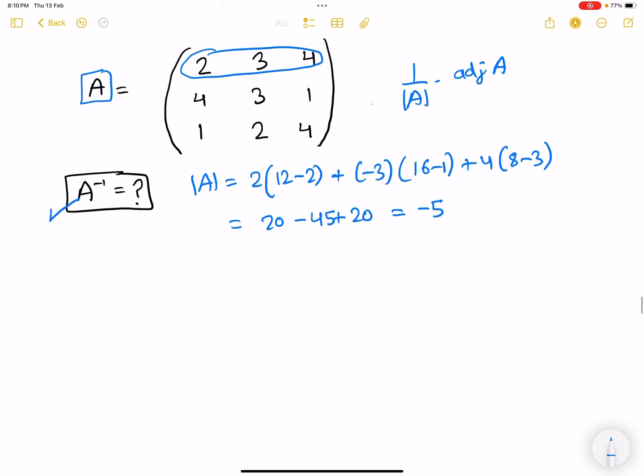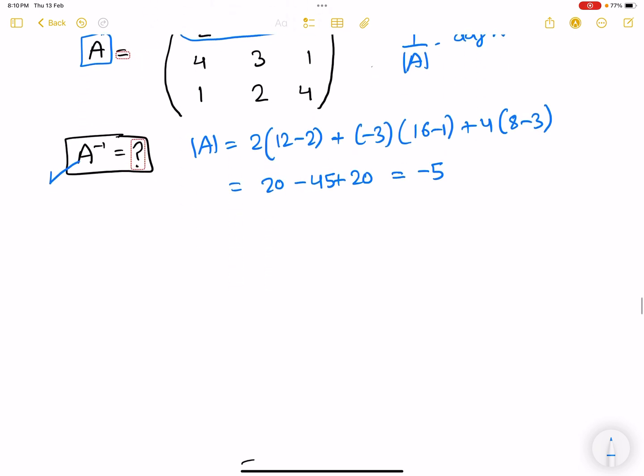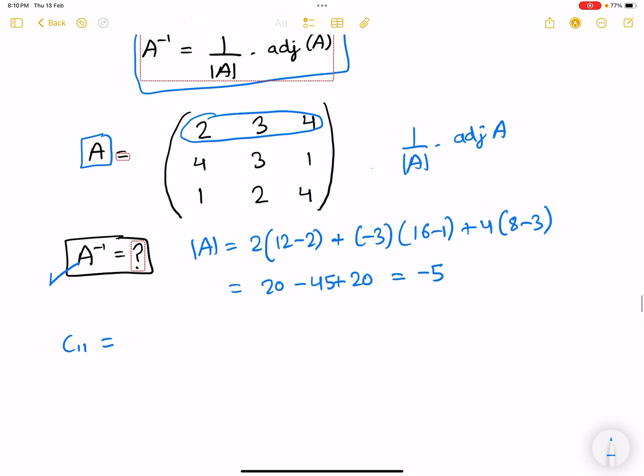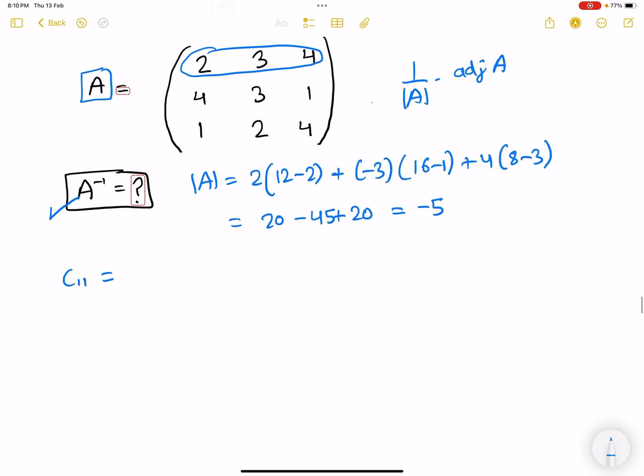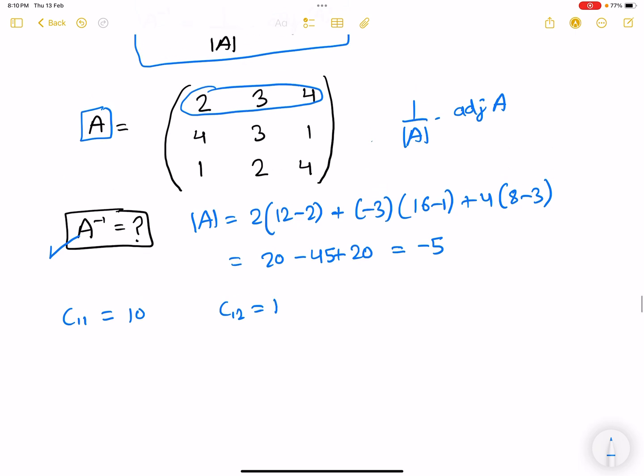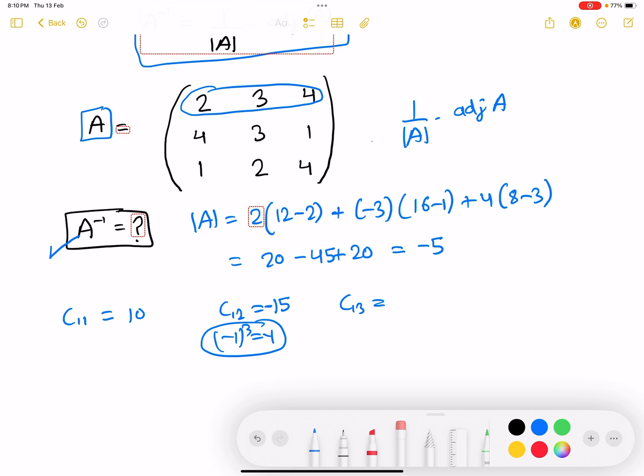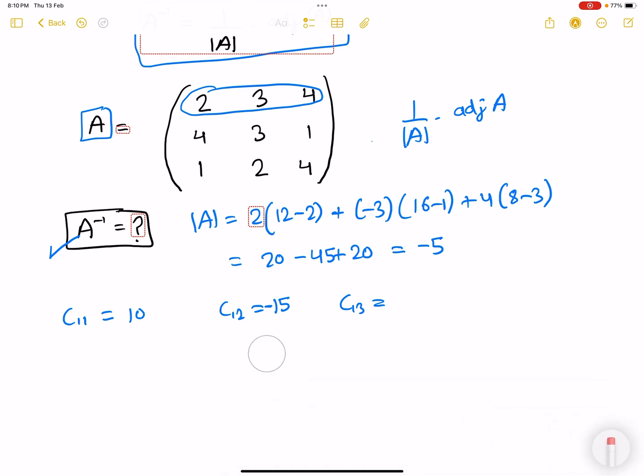Now talking of adjoint A. C11 would be 12 minus 2, 10. C12 is 16 minus 1, so with the sign of minus, it is minus 15. C13: 1 plus 2 was 3, so minus 1 to the power 3 is minus 1. That is why we have the negative sign. So you must know this by now. Okay. Then C13, 8 minus 3, 5.